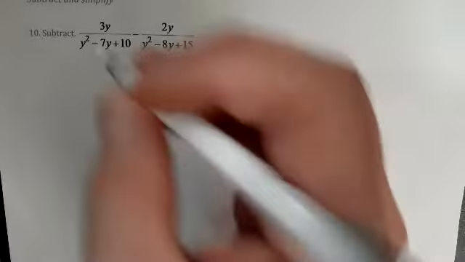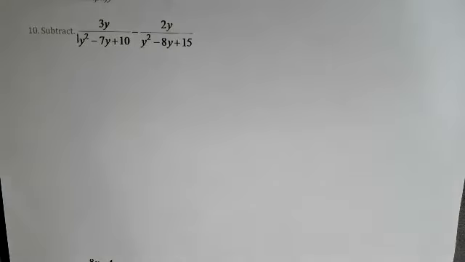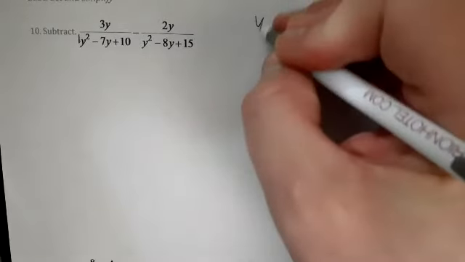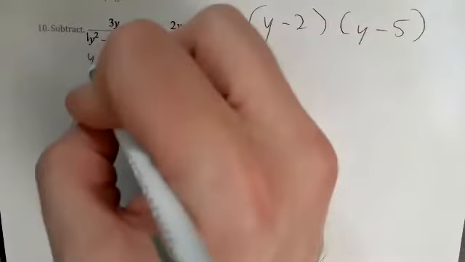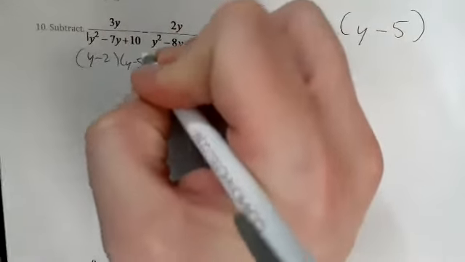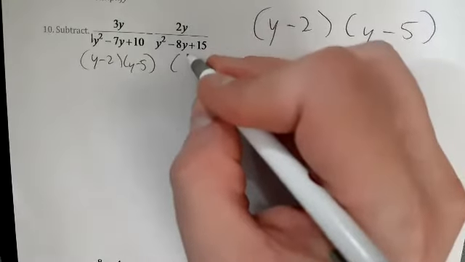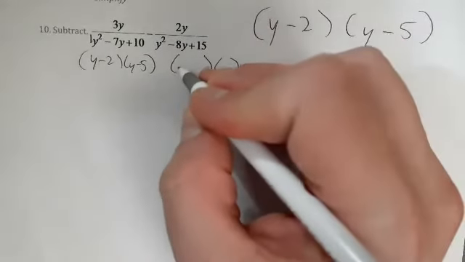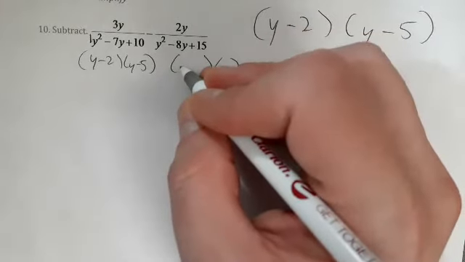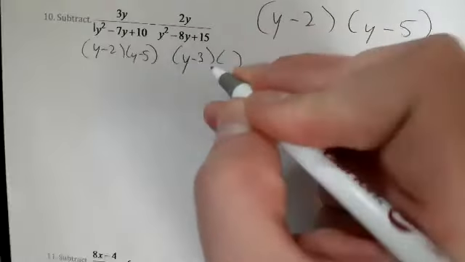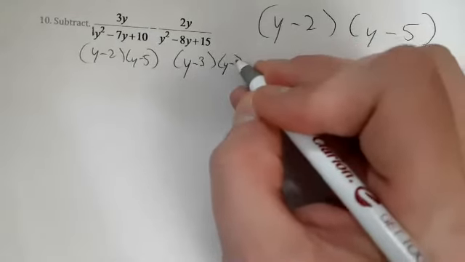These things are starting with the 1, so we just have to find the magic numbers. What multiplies to 10 and adds to -7? 5 and 2 will make 10, and I have to figure out the negatives. I think they're both negative. So y minus 5 is this one. This one, I believe we're getting what? 5 and 3 will multiply to 15 and add to -8, both being negative. y minus 3, y minus 5.